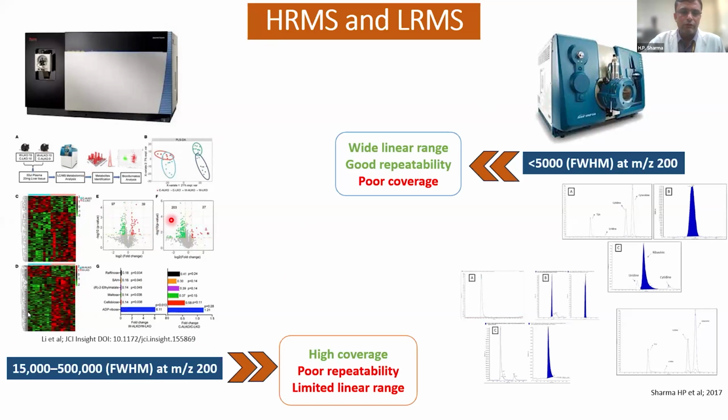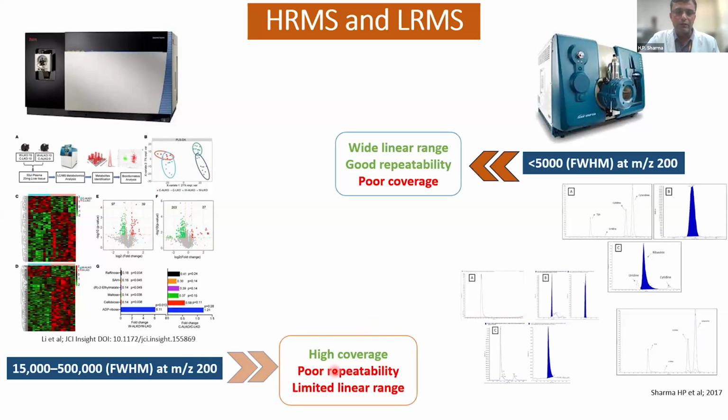So you get this kind of data, and most of my previous speakers have shown this kind of data, the HRMS data. And in HRMS, what do you get? You get high coverage because it is always focusing on many molecules. It is trying to collect as much data as possible. And because of this collection, it loses repeatability. When you are repeating the samples, you may find differences between the abundance or the counts which you are getting, and the linear range.